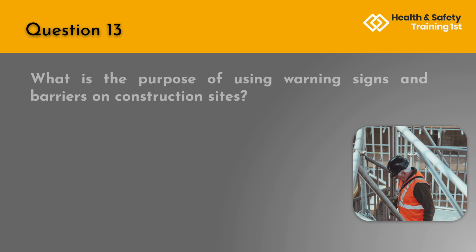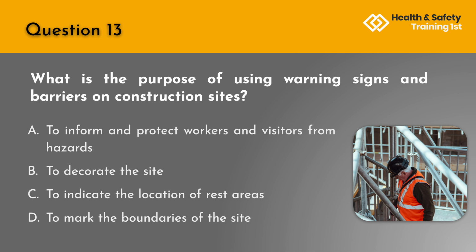Question 13. What is the purpose of using warning signs and barriers on construction sites? A. To inform and protect workers and visitors from hazards. B. To decorate the site. C. To indicate the location of rest areas. Or D. To mark the boundaries of the site.